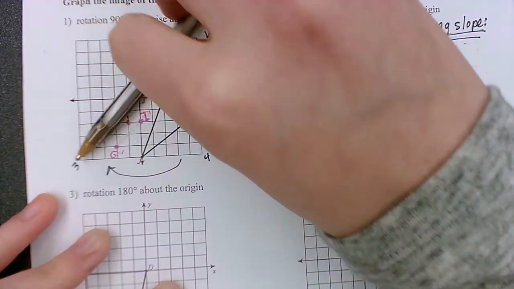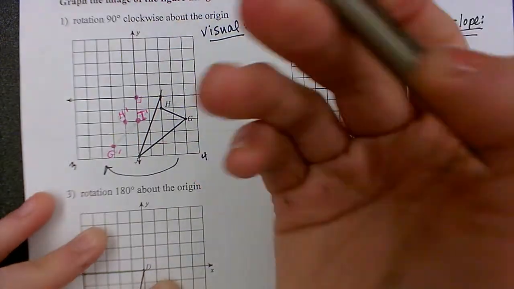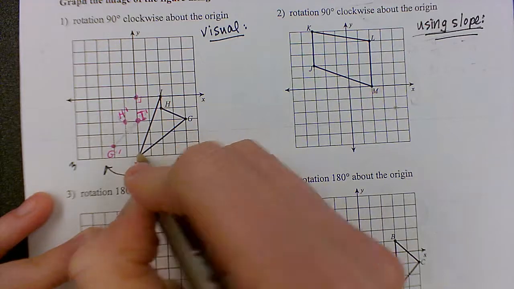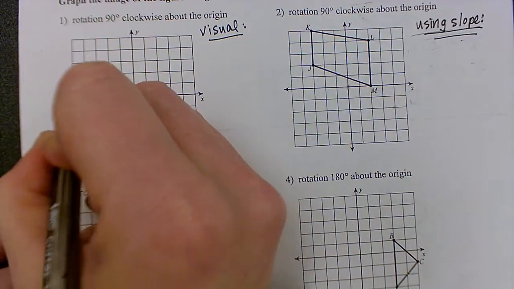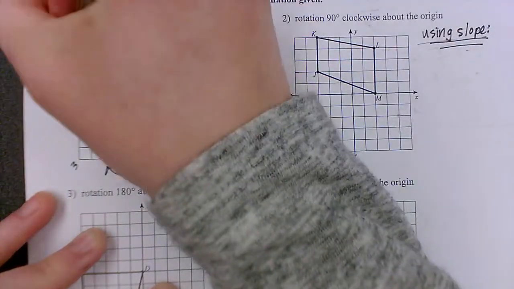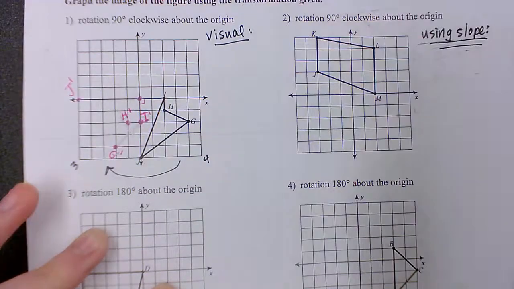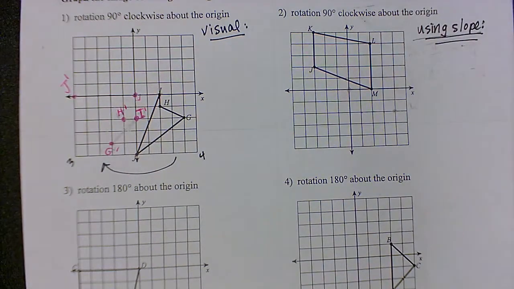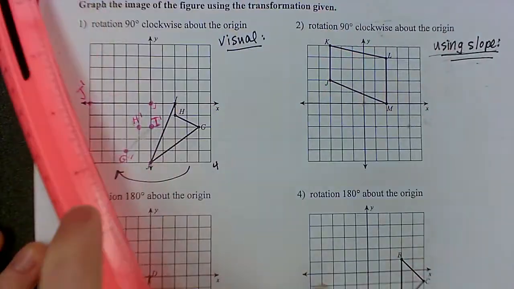up? On the x-axis. So this is the farthest one down on the y-axis, so I'm going to go the farthest point down on my x-axis. And that's J prime. Okay, it doesn't look like much now, but let's go ahead and start connecting those points.